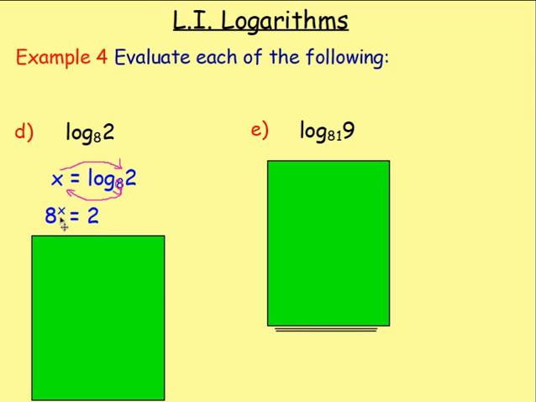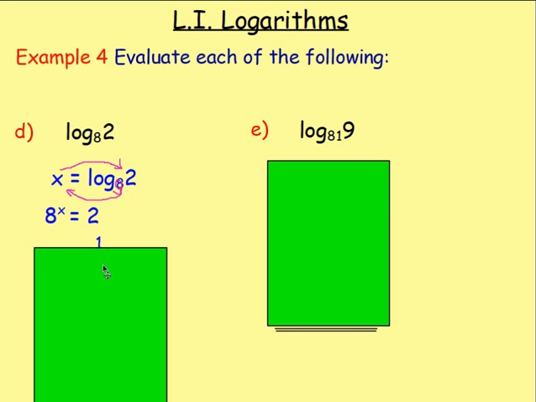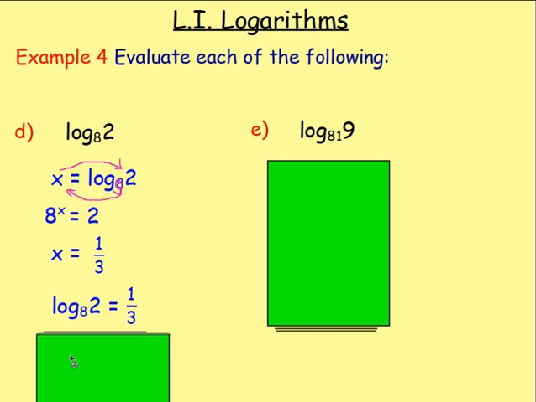So we know this, because it's going down the way and we've got a smaller number, it's going to be a fractional index, and it's the cube root of 8 that will give us 2. And the cube root of 8, if you write that as a fractional index, it's going to be 1/3. So therefore, you know that log base 8 of 2 equals 1/3. Again, if you're unsure of this, you may wish to go back to that very first lesson reviewing the indices.